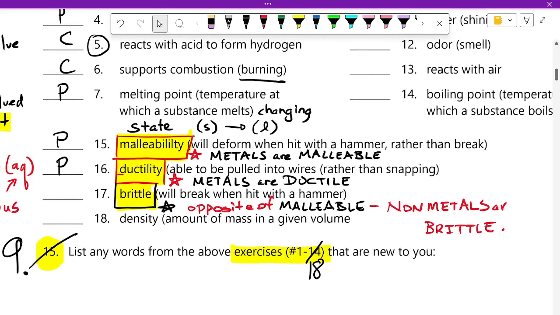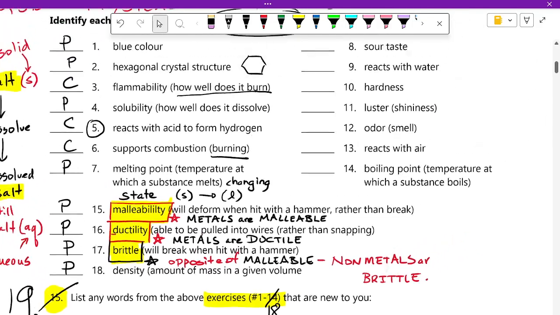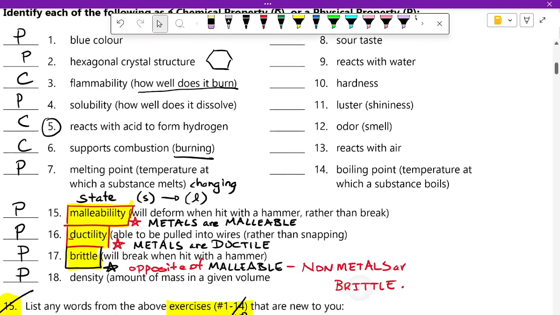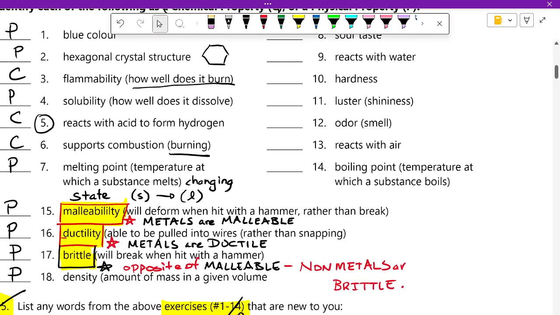Is that a chemical or a physical property? If you hit it with a hammer and it breaks, physical. We have no new substance forming. And density, the amount of mass in a given volume, chemical or physical? Physical. Okay, and those are our three vocab words.